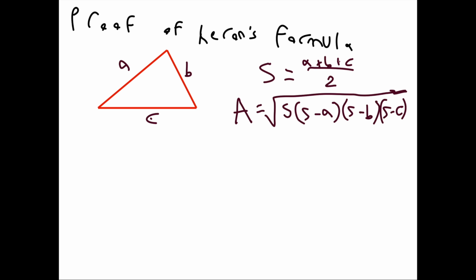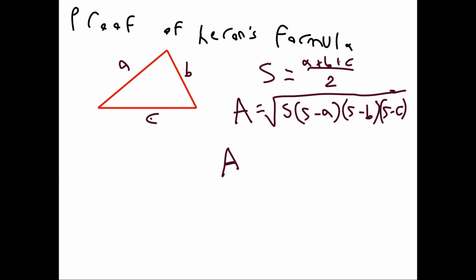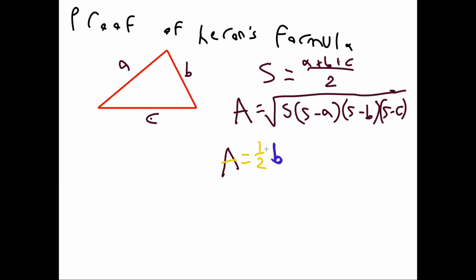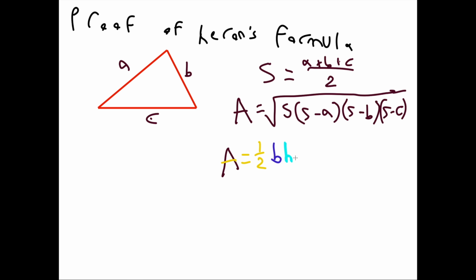Okay, so we know the area of a triangle, right? The area of a triangle is equal to 1 divided by 2 times base times height. Switching colors is really a pain here. So here is our formula, that's our formula for the area of a triangle.